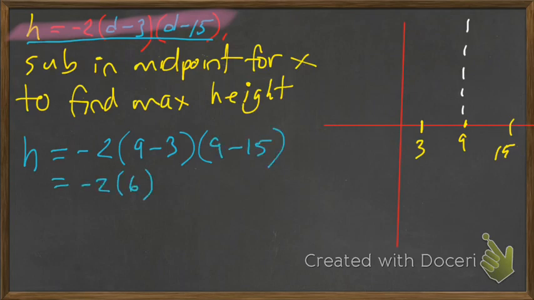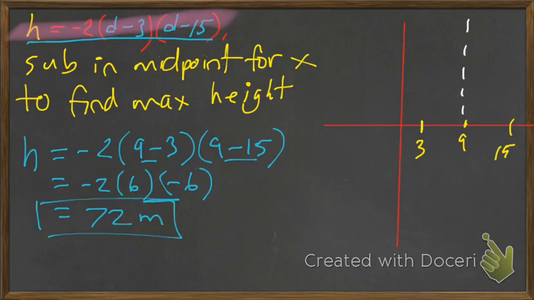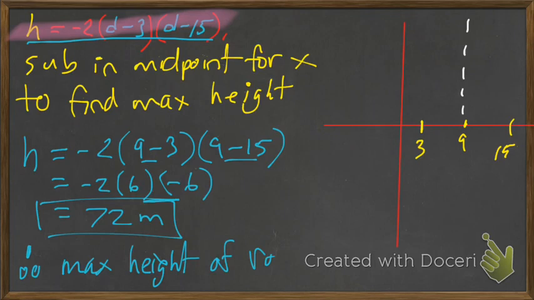Negative 2 multiplied by 6, it's just solving the work here. And I believe that's negative 6. So I should end up with a positive because I have two negatives. 36 multiplied by 2, that's 72. And that's in meters, I believe. Therefore, max height of the rocket is 72 meters.